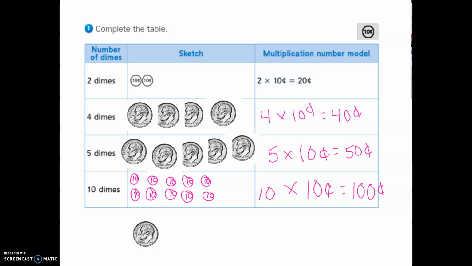All right, welcome back. You can see that I finished mine. I have my 5 dimes and my number model. 5 times 10 cents equals 50 cents. For the dimes, I actually drew it in because I knew that the size of my dime there would not fit 10 of those in that space. And my number sentence, 10 times 10 cents equals 100 cents.